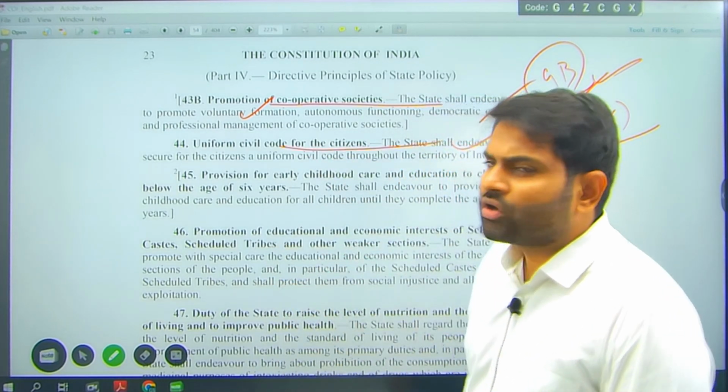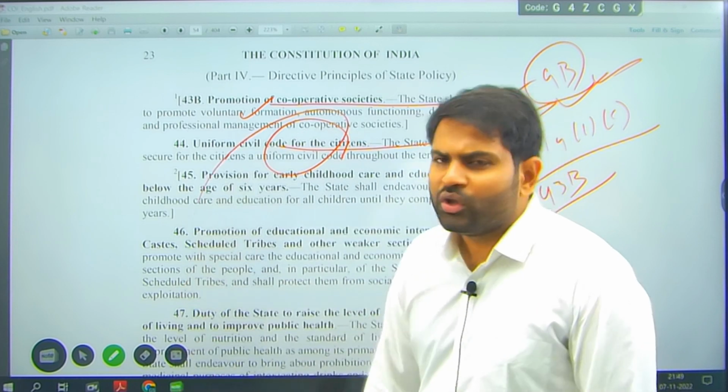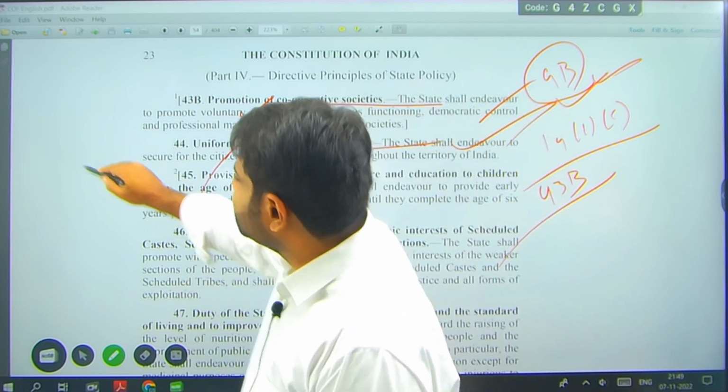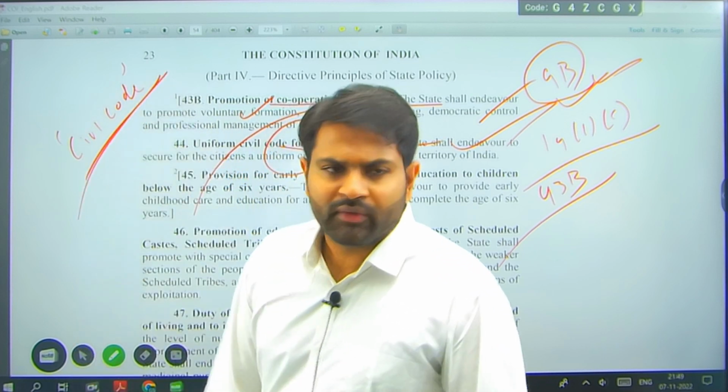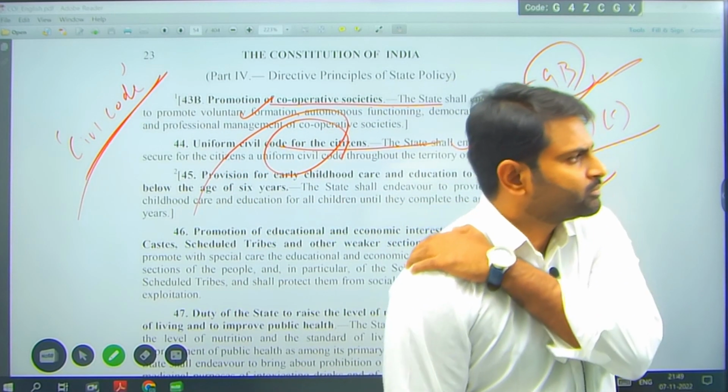Article 44 is talking about uniform civil code. Uniform civil code for all citizens. Civil code. This is where we need to understand what is uniform civil code.